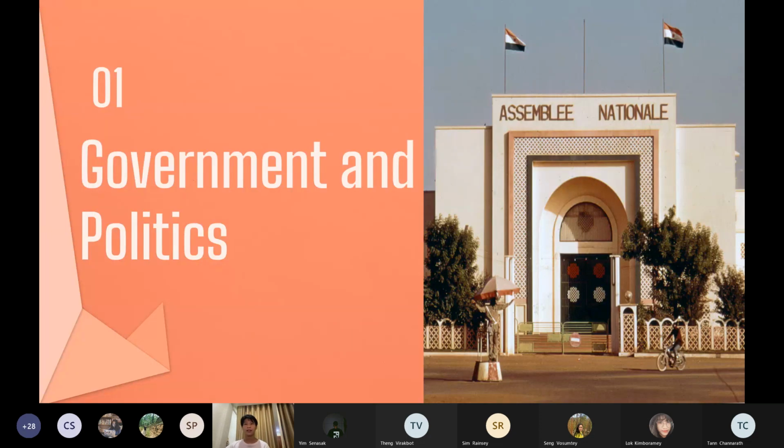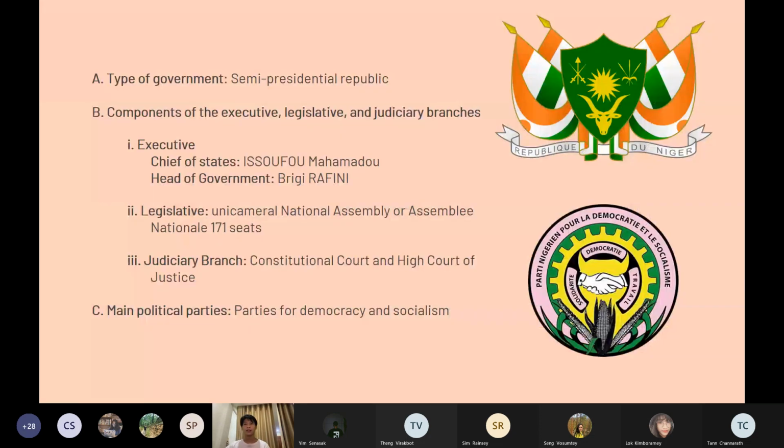Our content. The first one is government and politics. Niger, officially known as the Republic of the Niger, has a semi-presidential republic type of government, which has the president and prime minister at the same time. We have three components: the executive, the legislative, and the judiciary. The executive has shared power, with the chief of state and the head of the government.